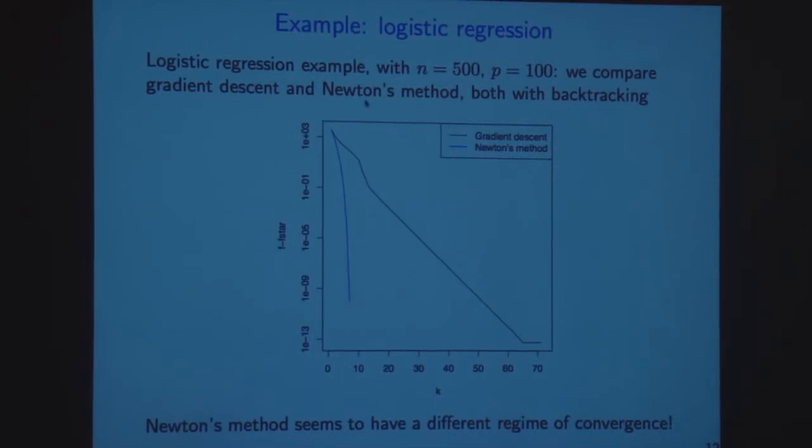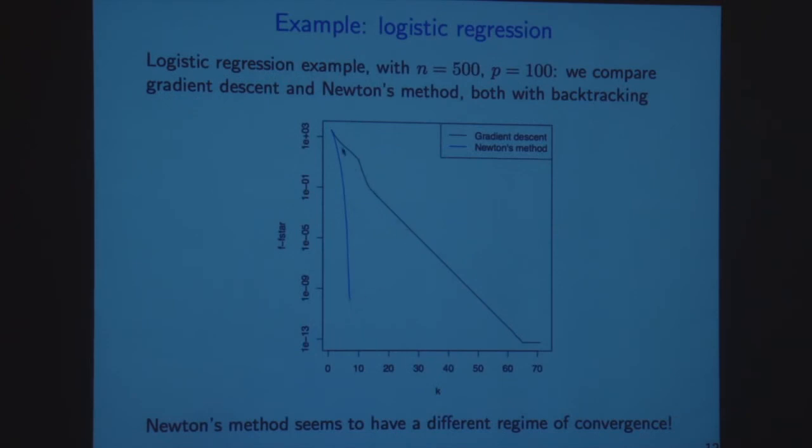I compared gradient descent and Newton's method, both with backtracking, and I tried to make it as favorable as possible for both methods. What I'm plotting here is the difference between the function evaluated at the kth iterate versus its minimum. We can see that Newton's method pretty much converges after something like 7 iterations. The next blue dot after this is down at like 10 to the minus 20, so I'm not plotting it. The software tells me that it's too close to 0 and doesn't want to put it on a log scale. So basically, it's converged to arbitrarily high accuracy after this point.